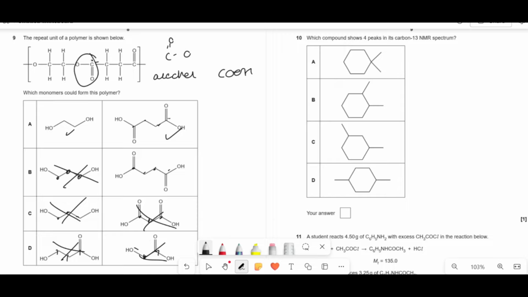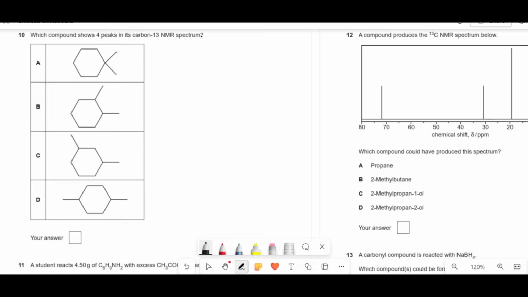Here, again, because there's an ester link and it's a polymer, you know that it's going to have to have been a diol here and a C double bond OOH, like carboxylic acid, on here. There you go. So now it says, which one shows 4 peaks in its C-13 NMR spectrum?